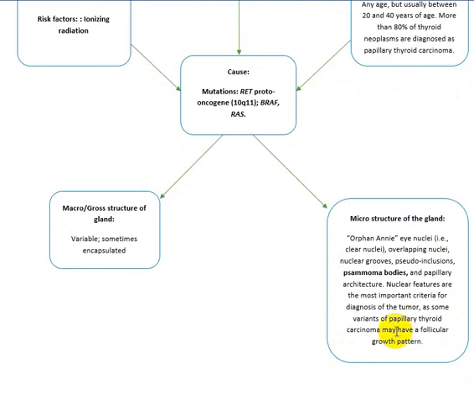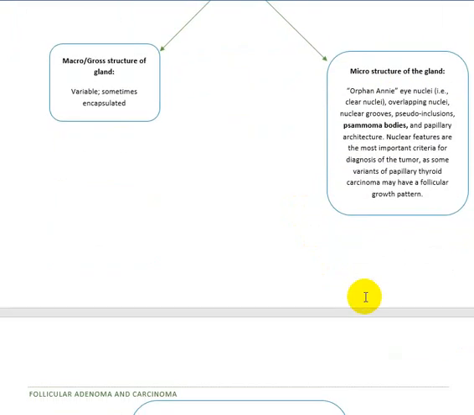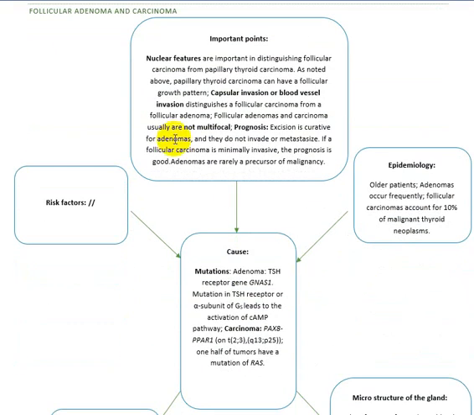The follicular growth pattern is mostly seen in follicular adenoma or follicular carcinoma. But papillary carcinoma is mostly based at the level of the capsule or the cortex of the thyroid gland, and is going to have these Orphan Annie eye nuclei, pseudo-inclusions, psammoma bodies, and papillary architecture. One of the clear points which is easy to understand.